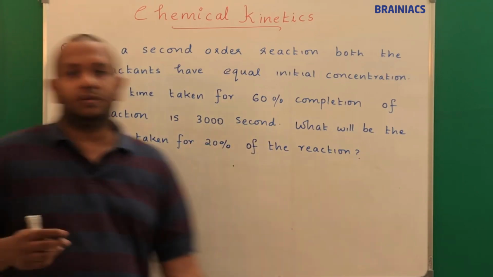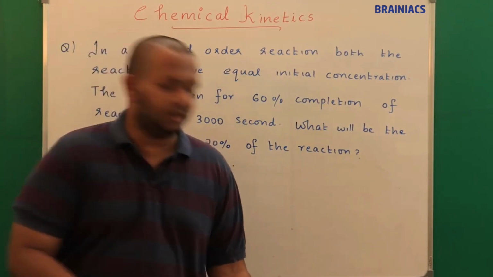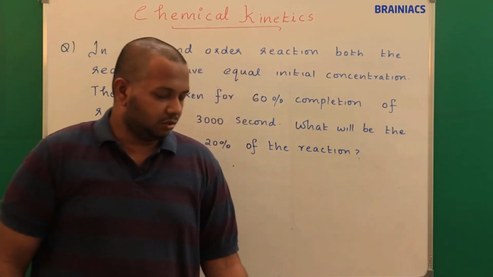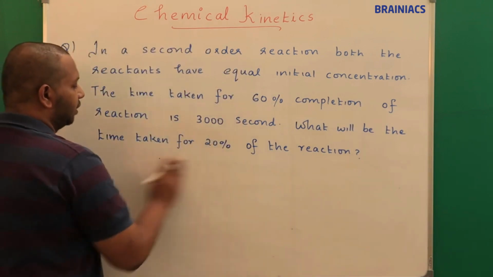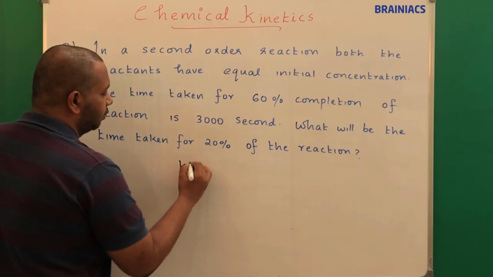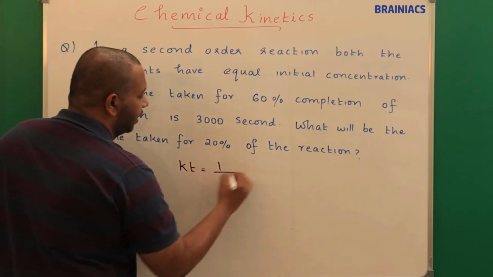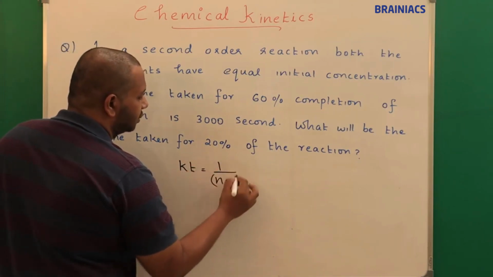So we have already learned whenever orders of 2 and 3 comes into picture actually. So what is the general equation you need to apply? So I hope you are remembering that. So I can say Kt is equal to 1 divided by n minus 1, correct?